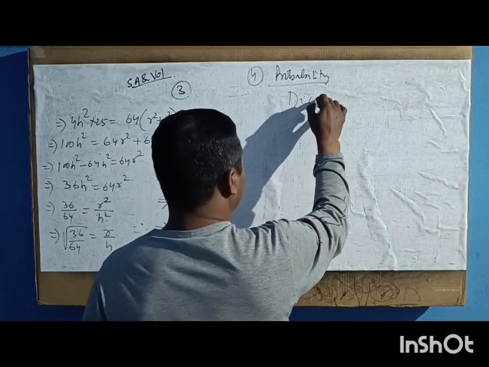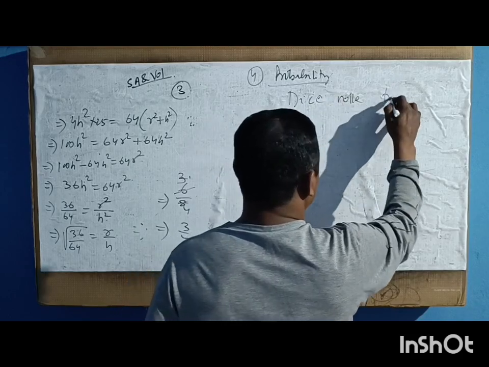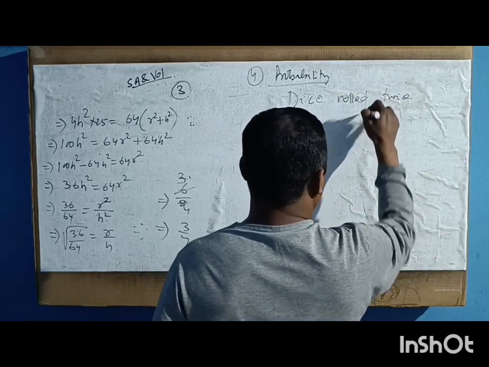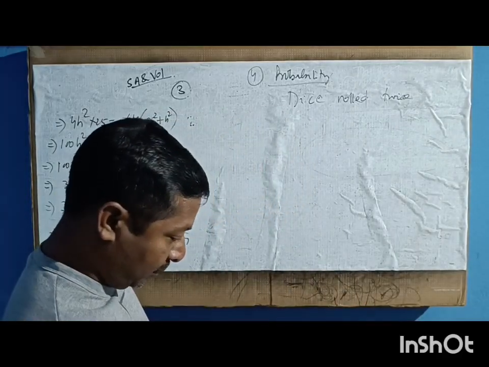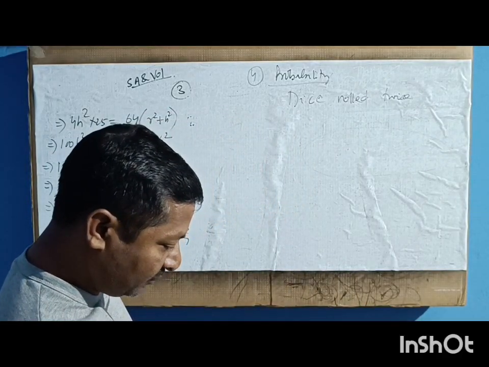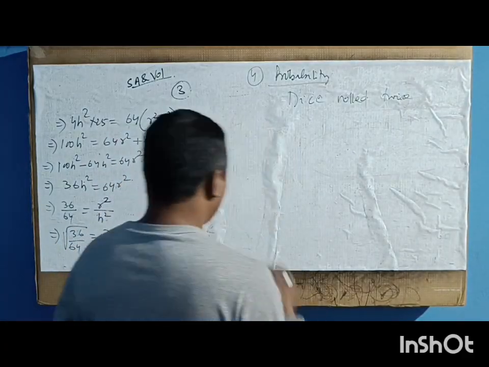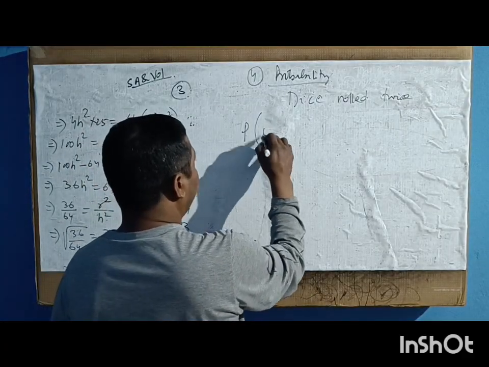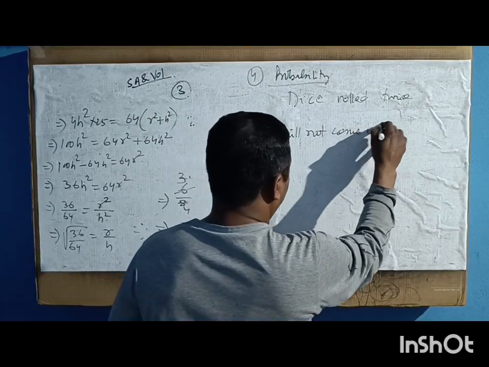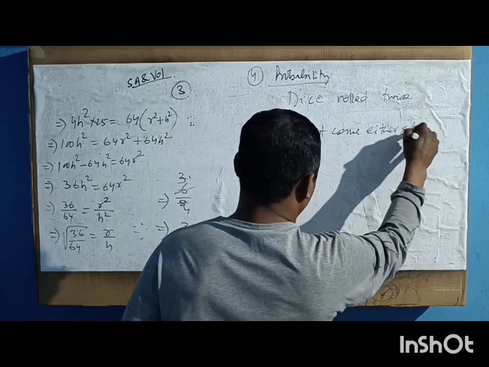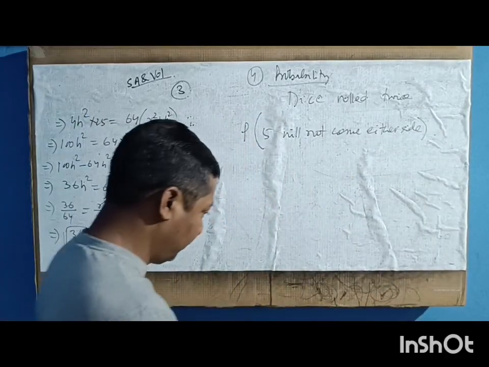A dice is rolled twice. The probability that 5 will not come on either time is asked. Probability of 5 will not come on either side. Okay, so what is the probability?